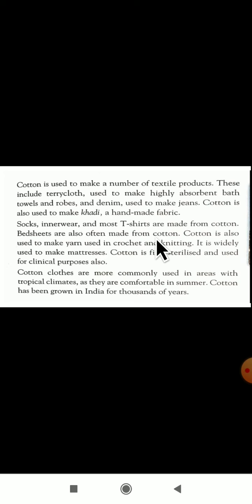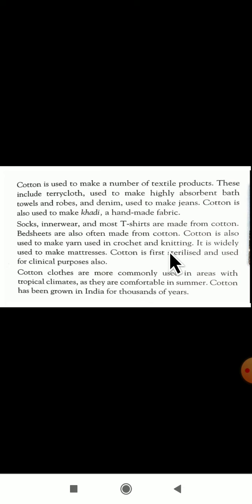Cotton is also used to make yarn used in crochet and knitting. Yes, dear students, yarns are nothing but rolls here. A bundle will be there. Okay, that cotton bundle, where are we using it? For knitting purposes also. Yes, by hand they will knit it, to make anything like a mattress, or it may be a mat. Okay, for that purpose they are using this cotton here.